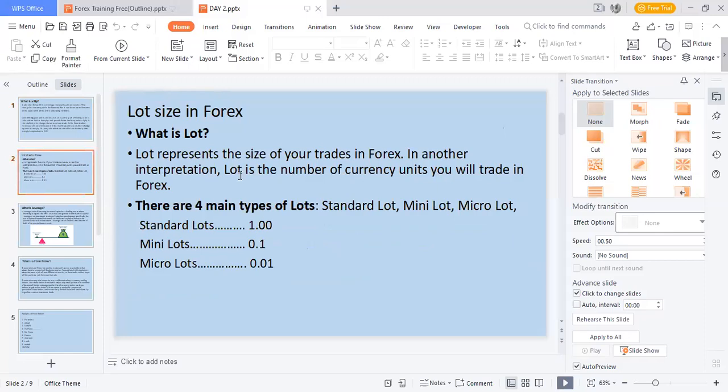Lots. Lots represent the size of your trade in forex, and it is the number of currency units you will trade. There are three main types of lots: the standard lot, mini lot, and micro lot. Now, let's do a very simple calculation.